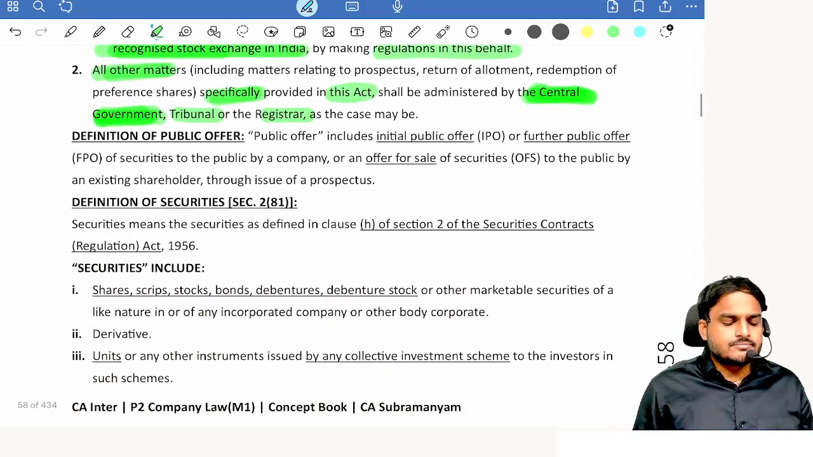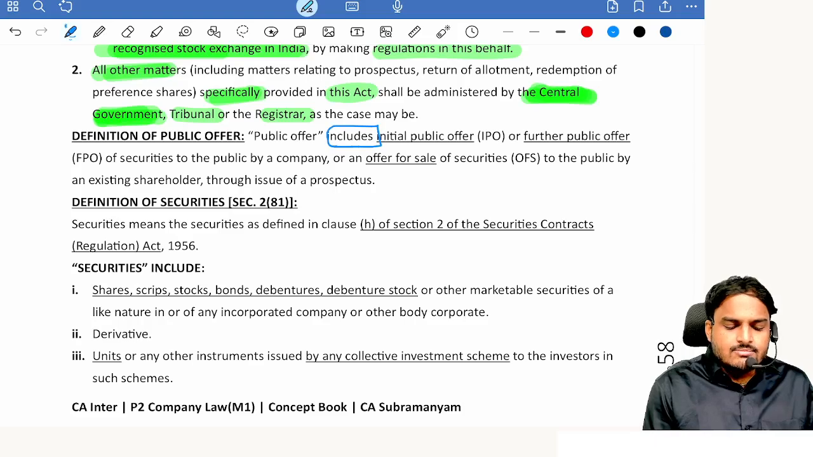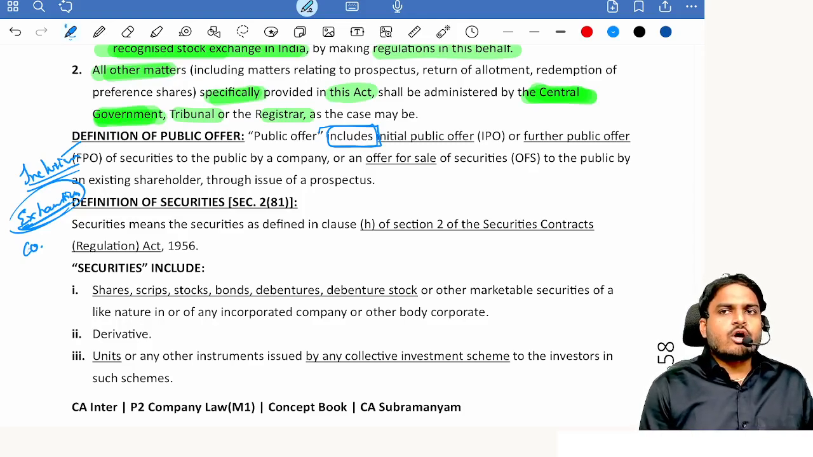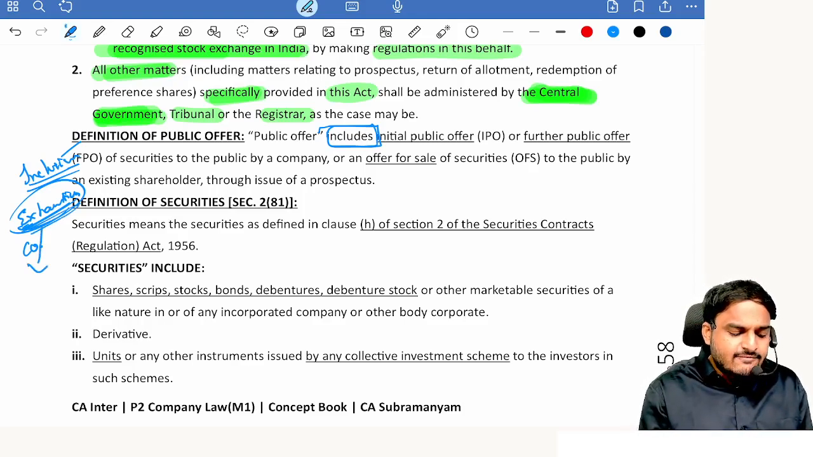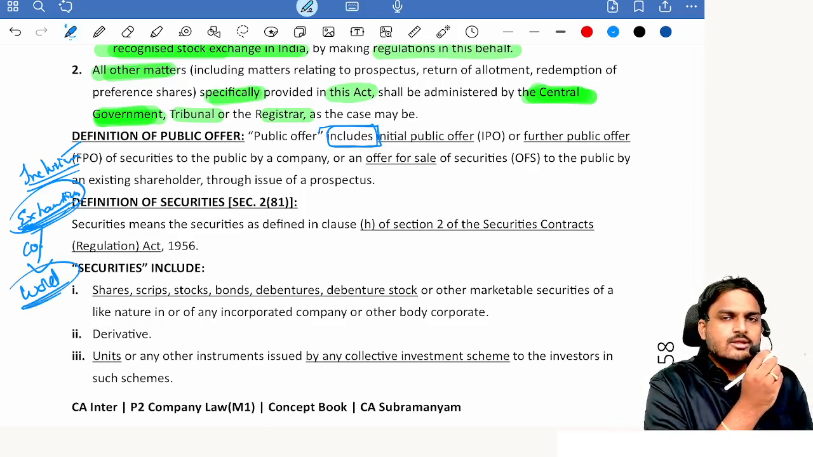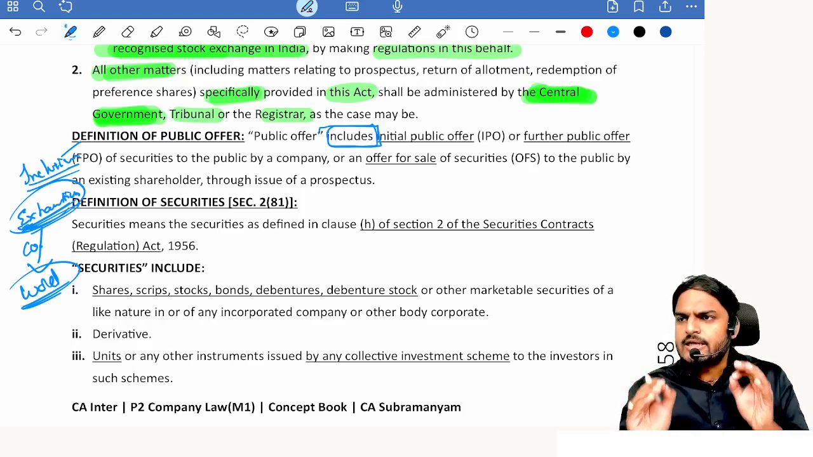Definition of public offer. Just read this word. Public offer. This is an inclusive definition. Definitions are of 2 types: inclusive and exhaustive. If you remember the company definition, company means a company incorporated under the Companies Act or previous company law. Memorandum of association means memorandum. So exhaustive definitions define the word exactly. They give a complete picture about the word.